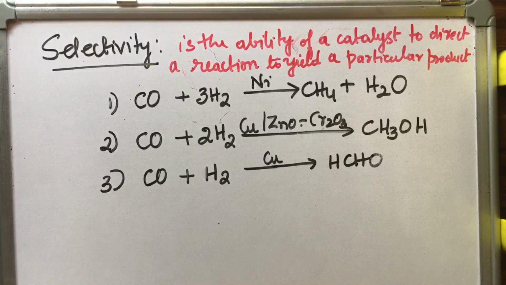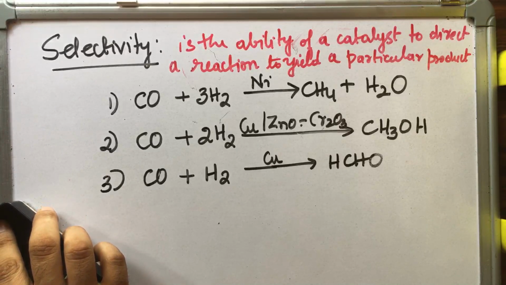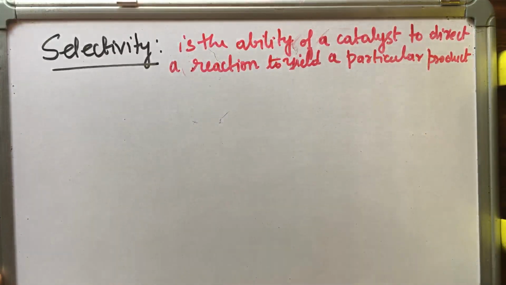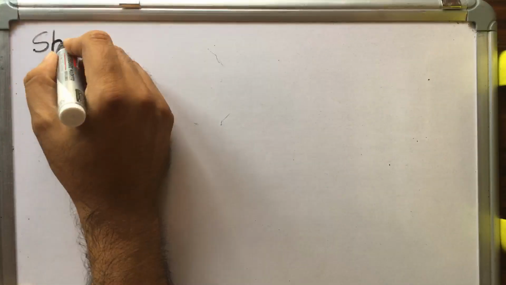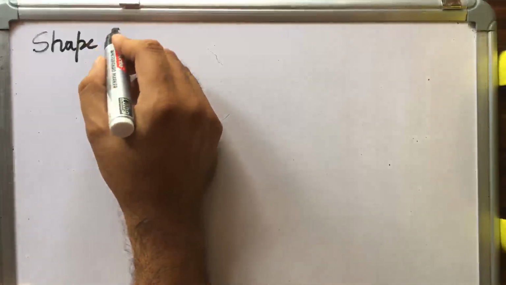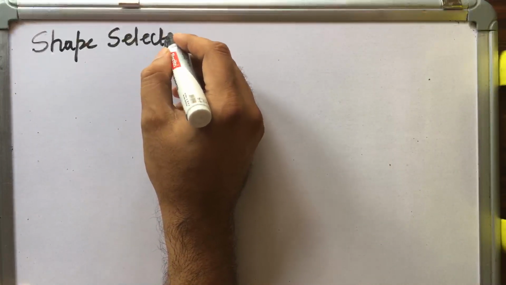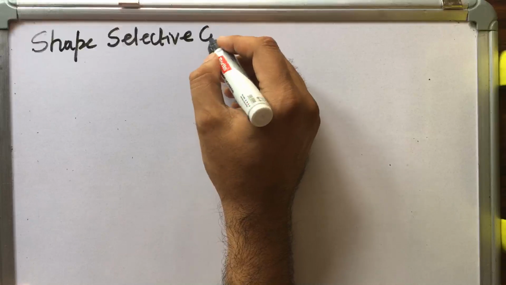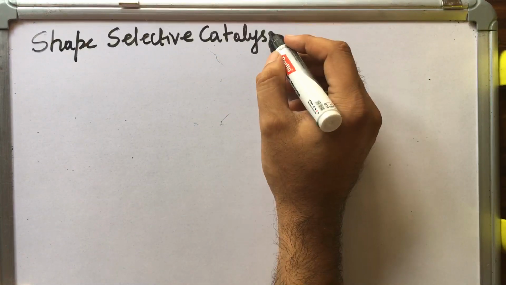Let me go for the next point, that is another kind of catalysis. We call it shape selective catalysis. Another kind of catalysis is called shape selective catalysis.